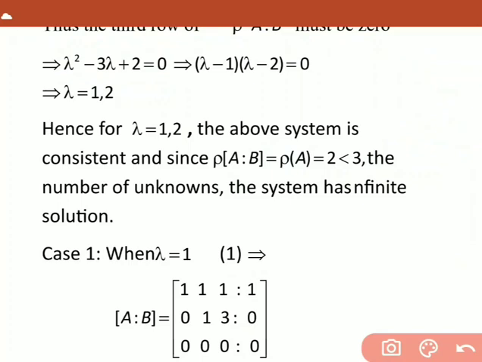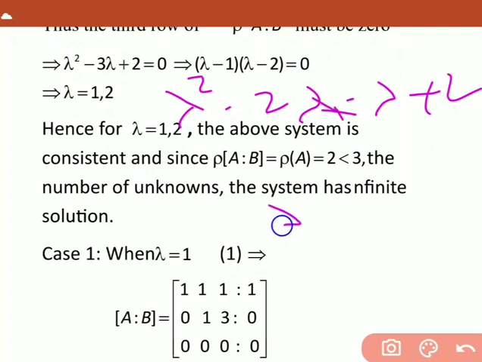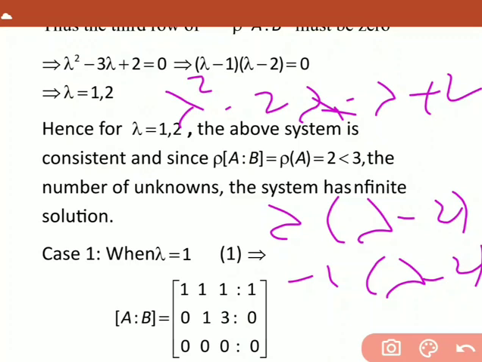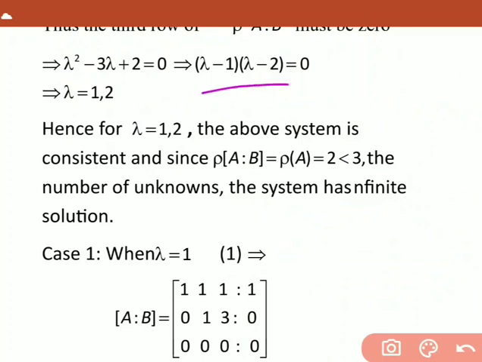Lambda square minus 2 lambda minus lambda plus 2 is equal to 0. In these two terms we can take lambda common, it is lambda minus 2, and in the other two, minus 1 common, so lambda minus 2. So we have lambda minus 2 common as one element, and another element is lambda minus 1. Like this you will get this.